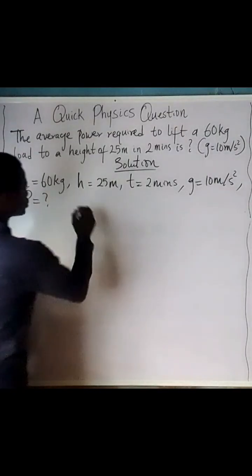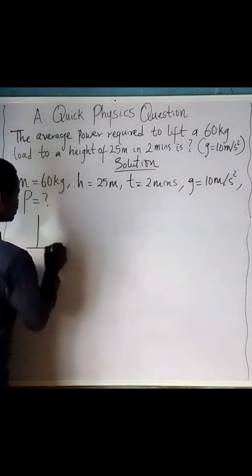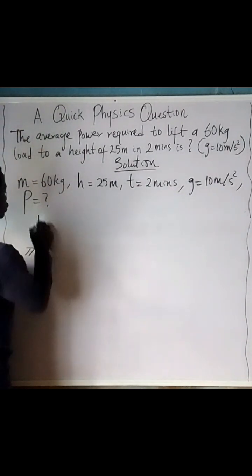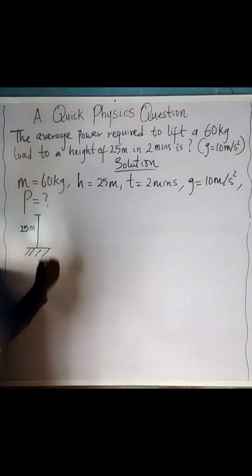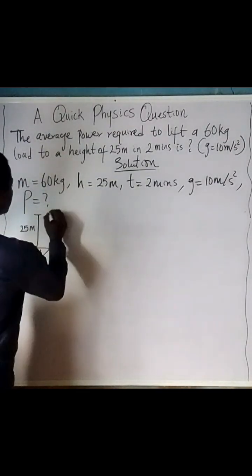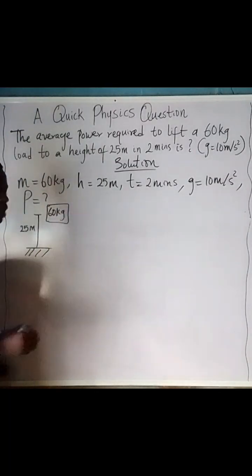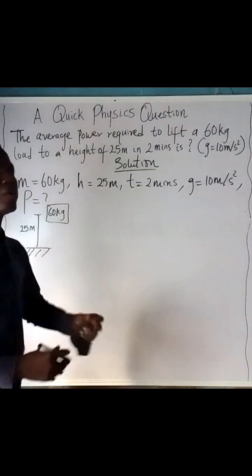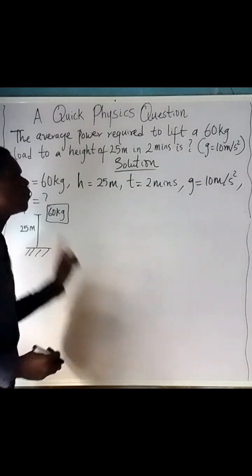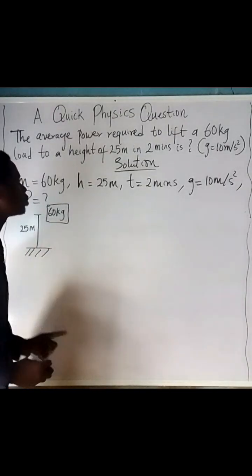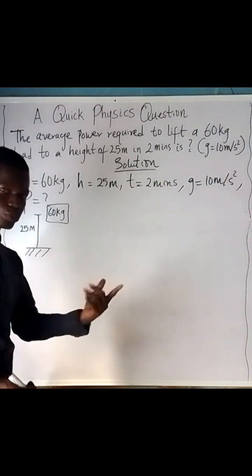Now observe something. This is the scenario being demonstrated in the question. A body was lifted from the ground level to a height. They say the height is 25 meters. And the body has a mass of 60 kg. So assume this is the body, and it's at this height. Now when a body is static at a height, not moving, what form of energy does that body have? The answer is potential energy. So keep that at the back of your mind as we progress.